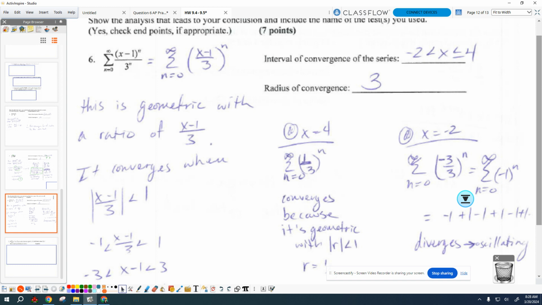Grady? When I did it before, I got 4 minus 1 over 3 equals 3, 1 to the n. And I got 3 over 3 to the n instead of 1 over 3 to the n. Yeah, I was going to say this shouldn't work. So plugging in the 4, it's 3 to the n over 3 to the n, so we're adding up. Does that converge? Why not?